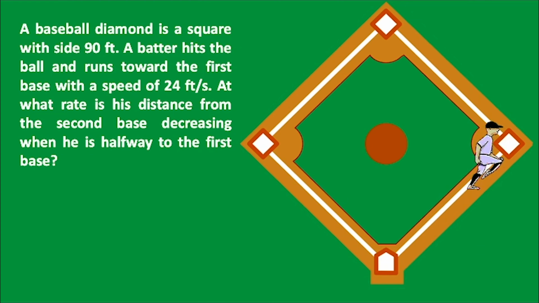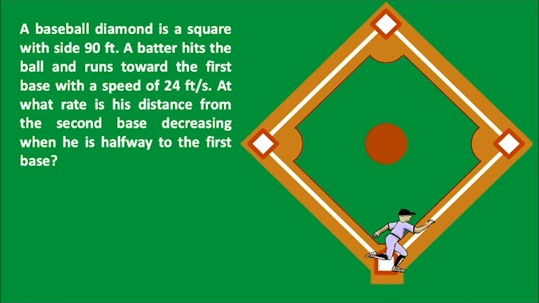A baseball diamond is a square with side 90 feet. A batter hits the ball and runs toward the first base with a speed of 24 feet per second. At what rate is his distance from the second base decreasing when he is halfway to the first base?